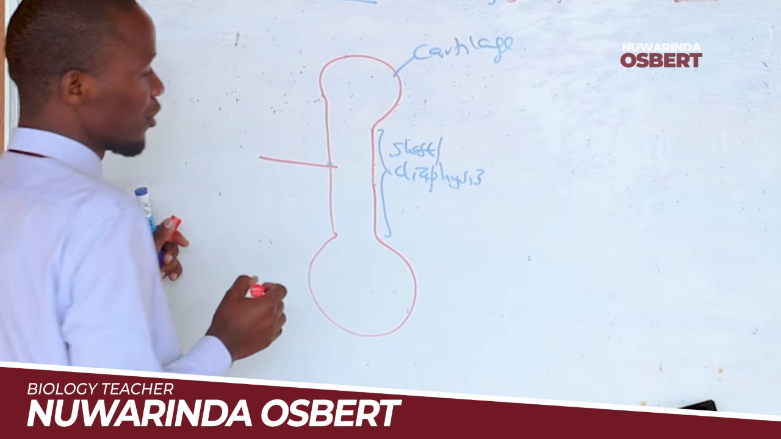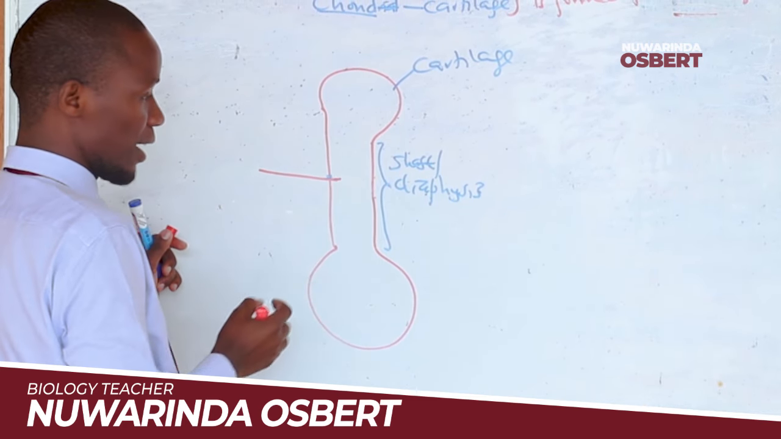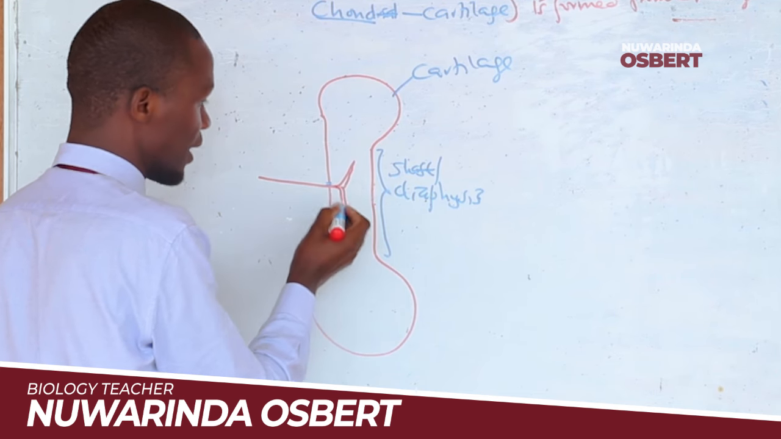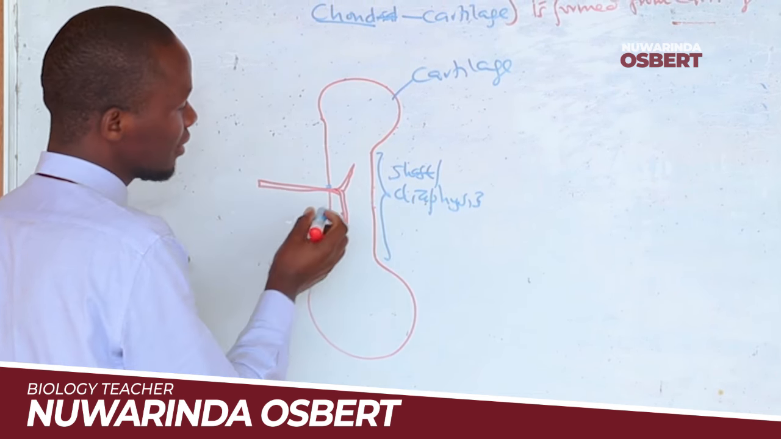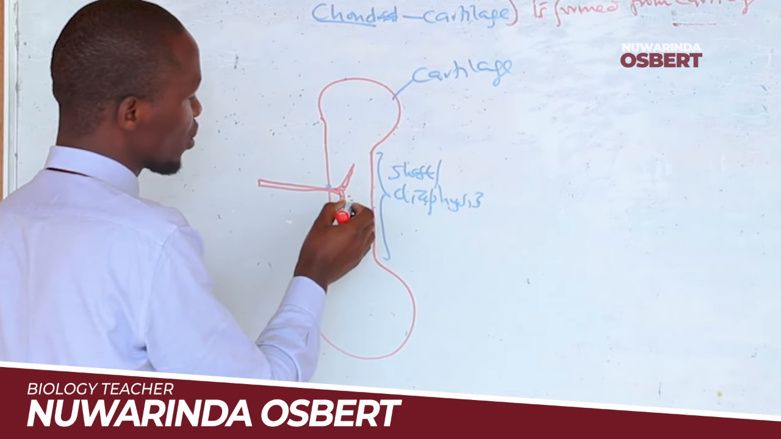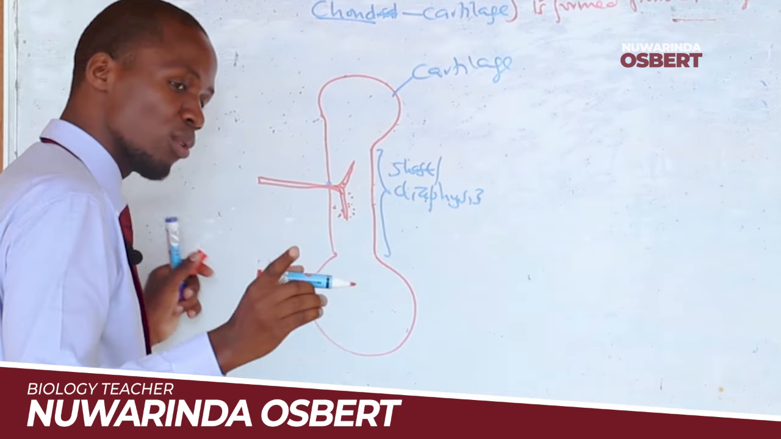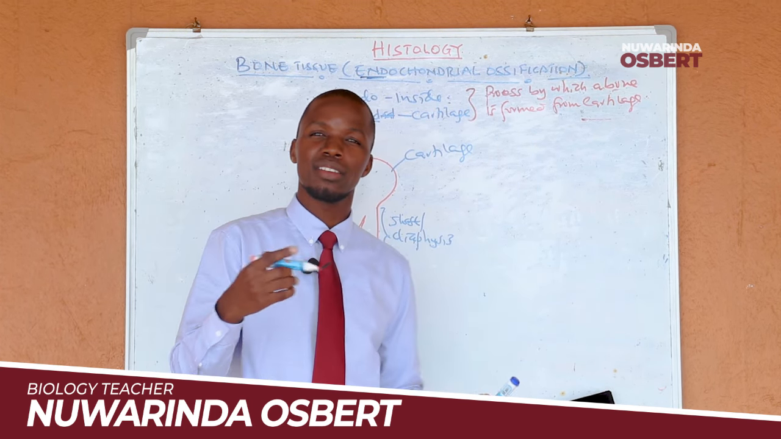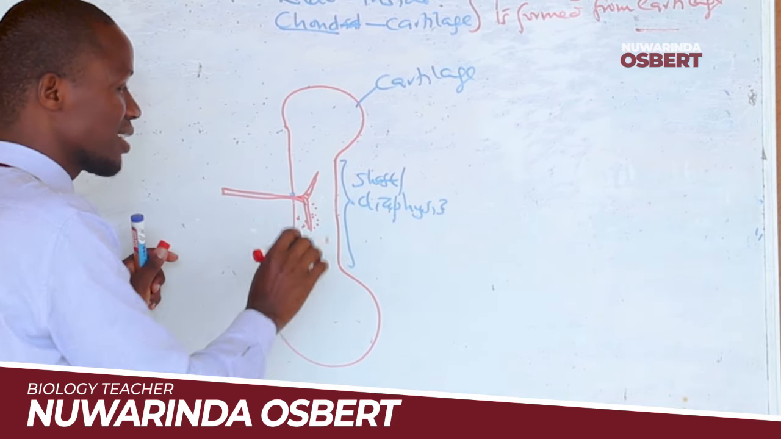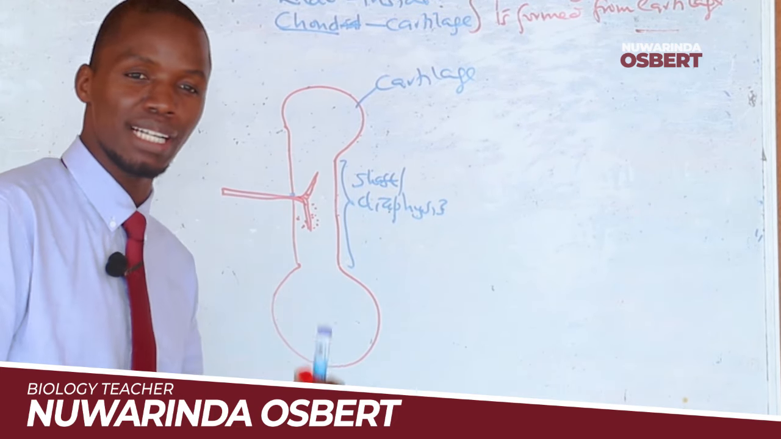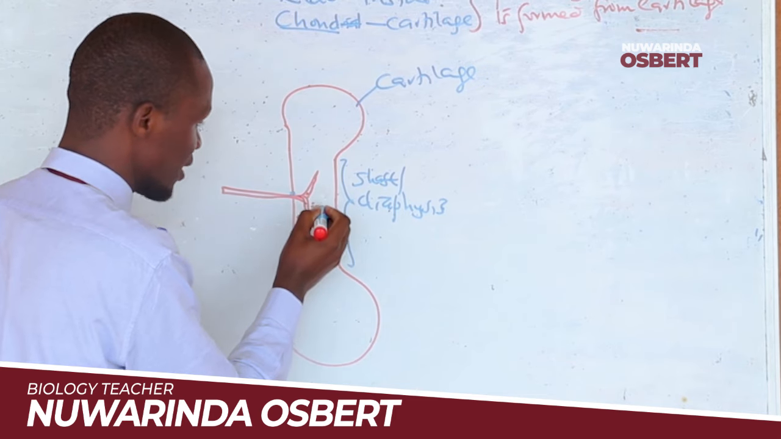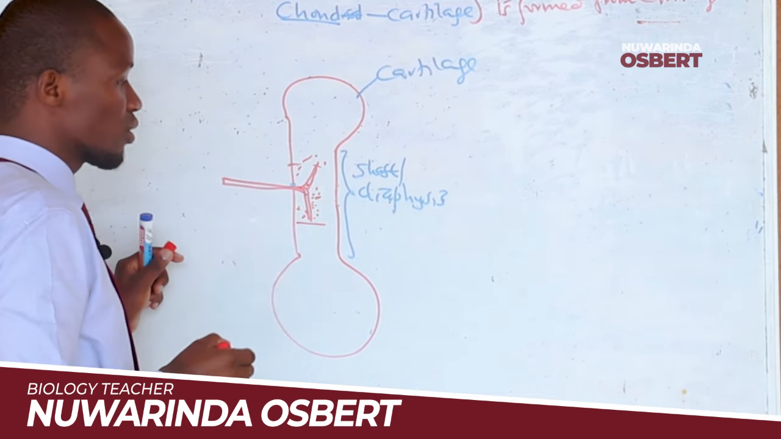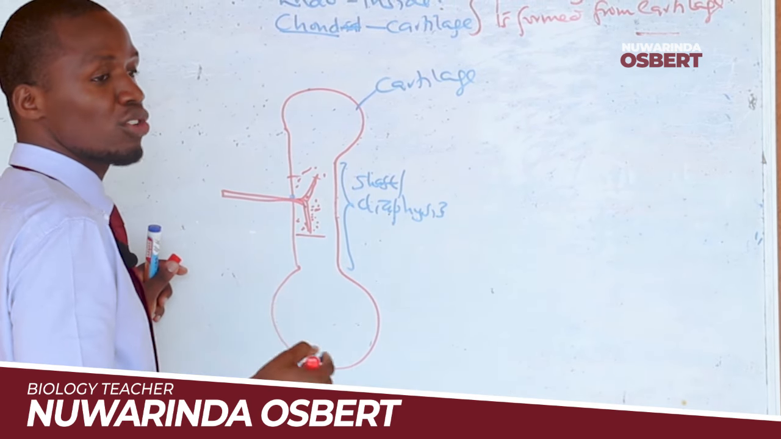If this blood vessel reaches here and penetrates this area, after penetrating, assume this is a blood vessel which has now penetrated here, this blood vessel will start immediately depositing some ions. Mind you, we have said that cartilage does not have ions. So it is after the penetration of the blood vessel into this cartilage that the blood vessel will start depositing ions. And when these ions are deposited within the shaft, within this region of the shaft, we shall have bone formation starting.